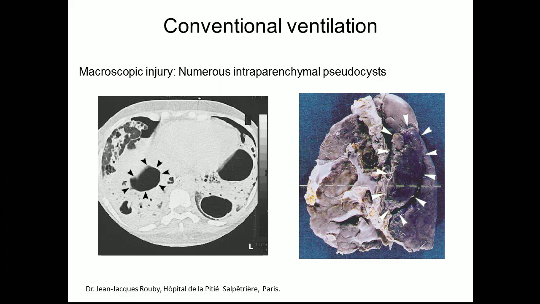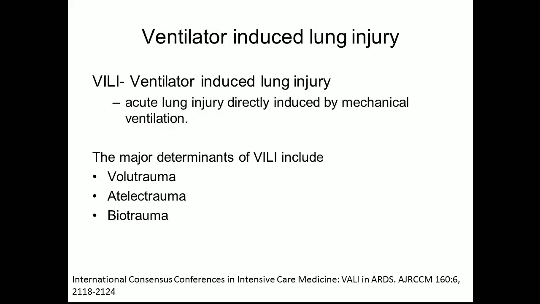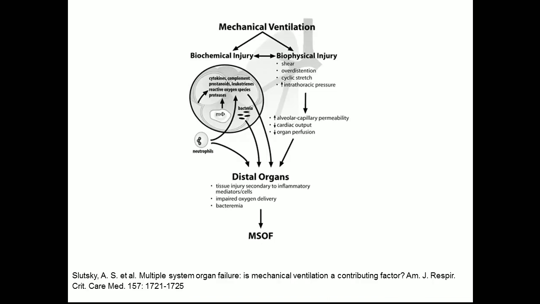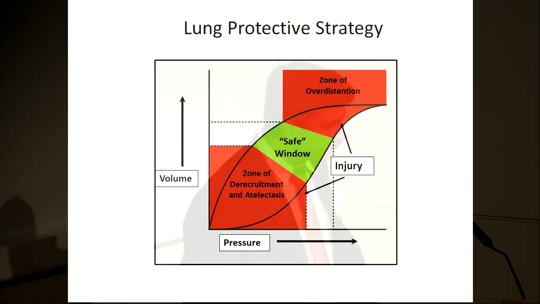And this really thrust in our face the whole concept of ventilator-induced lung injury. There are about three major components: volutrauma, atelectrauma, and biotrauma. And Arthur Slutsky very eloquently summarized that if you ventilate patients badly, you have both biochemical and biophysical injuries leading to distal organ failure, multi-organ failure, and then an increased risk of death.